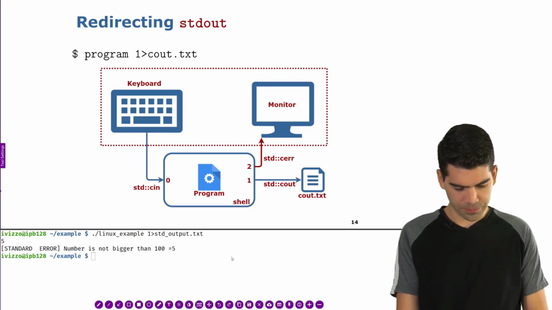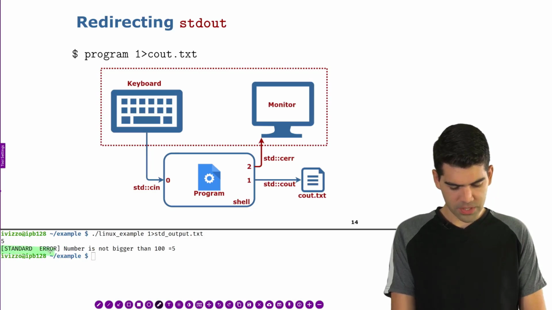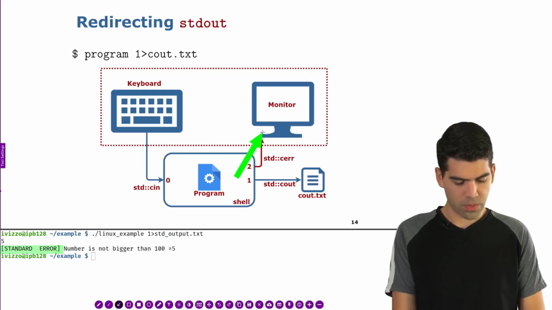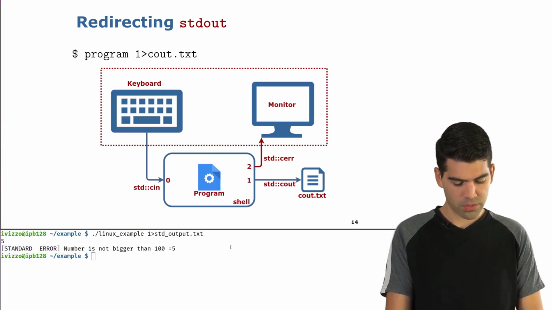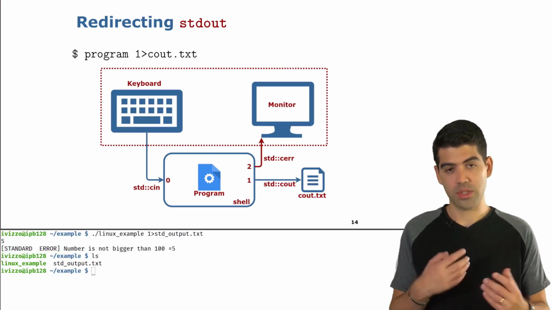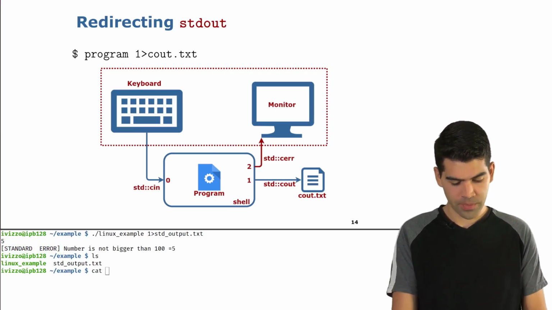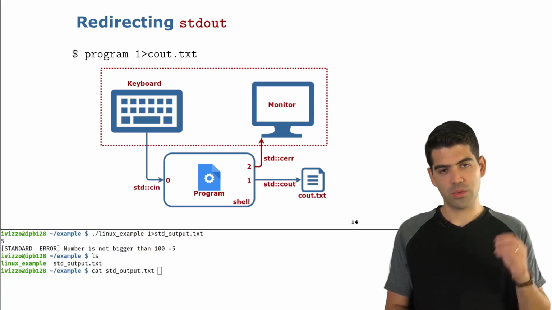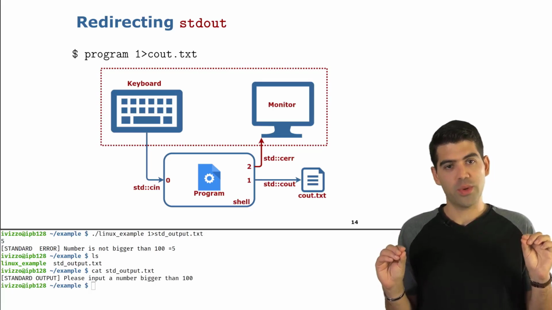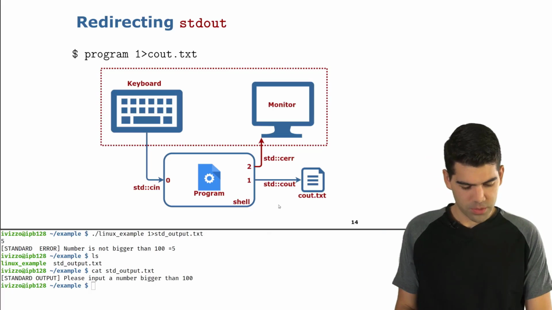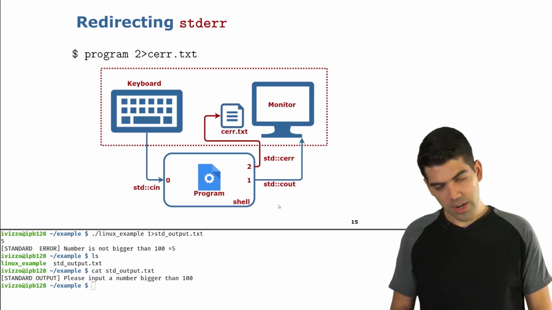Because the error message is printed to the standard error, and as you see, this is still going through the monitor over here. That's why you get to see the error. Of course, if you now ls here, you will see the file you just created, and if you cat, that is to see what is inside the file, you will see the message you were expecting at the beginning.